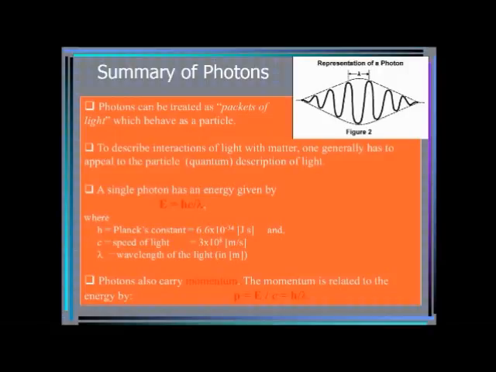So what do we sum up about photons? They can be treated as packets of light, that is, particles. To describe the interaction of light with matter, one generally has to appeal to the quantum description of light. So it has energy equal to h nu or hc by lambda. All the variables are known to you. It also has a momentum given as p equals h by lambda, or E by c.